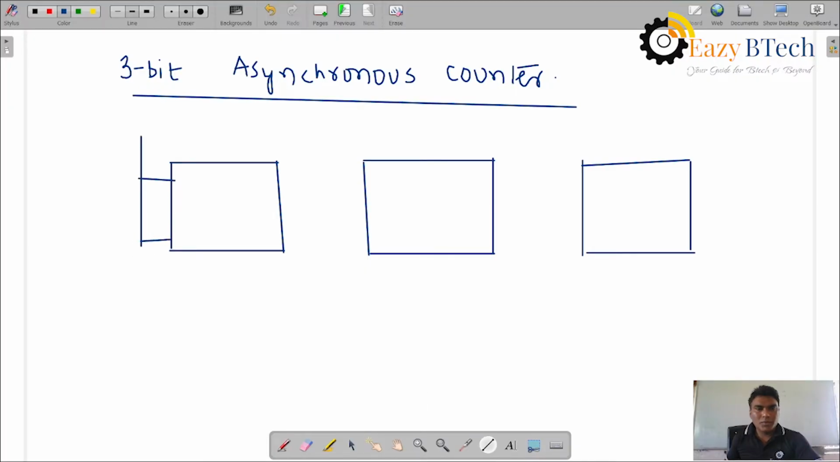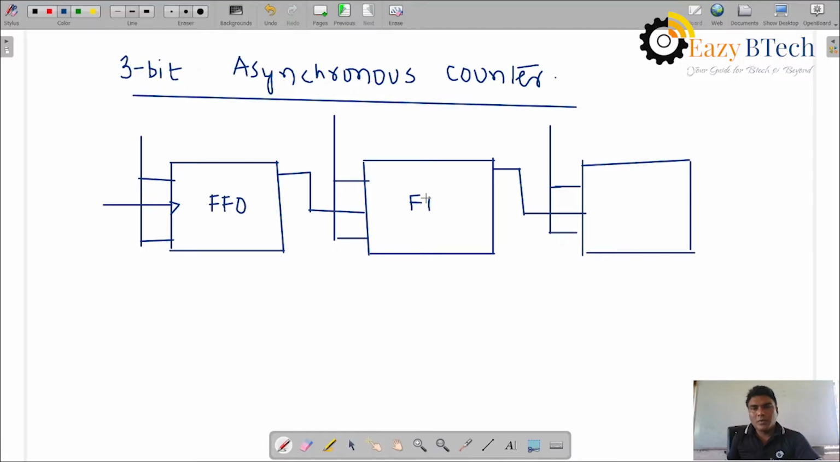2 inputs are here, which are connected to the high signal. Each output is a clock to the next level state. Then the first clock pulse is applied to the first flip flop. So this is flip flop 0, flip flop 1, flip flop 2.